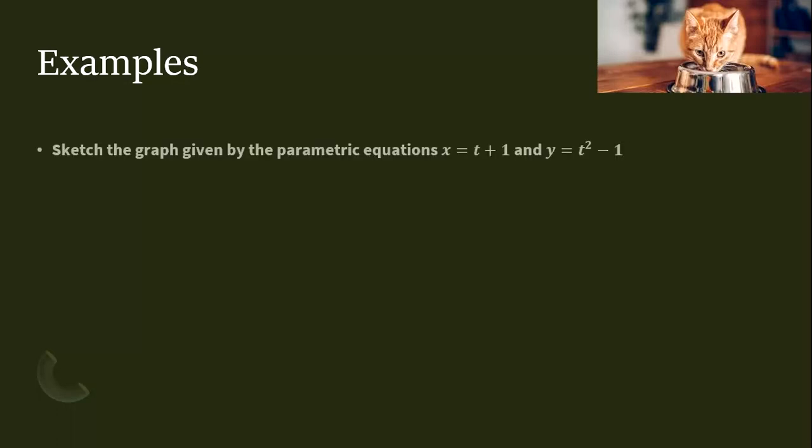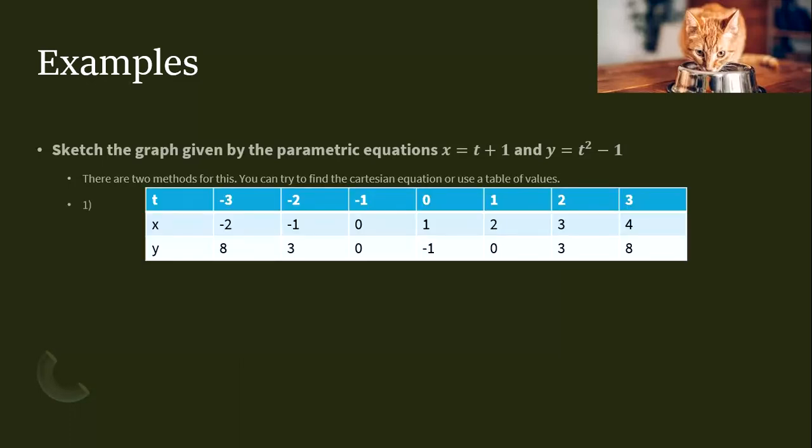So the first question: sketch the graph given by the parametric equations x equals t plus 1 and y equals t squared minus 1. There's two methods for this. You can try to find the Cartesian equation or use a table of values. So method one, this is a table of values. So these are the x and y values and how they change with the corresponding t value.